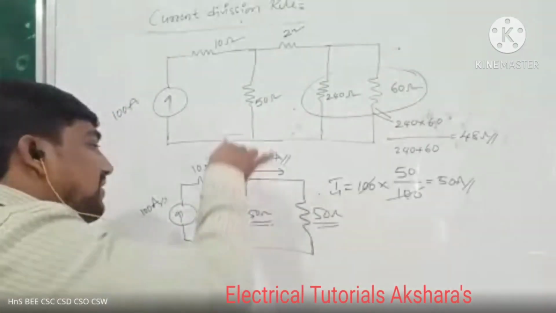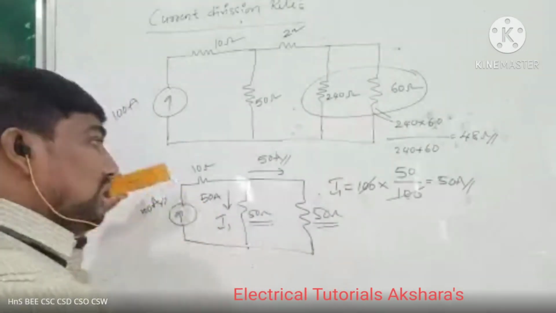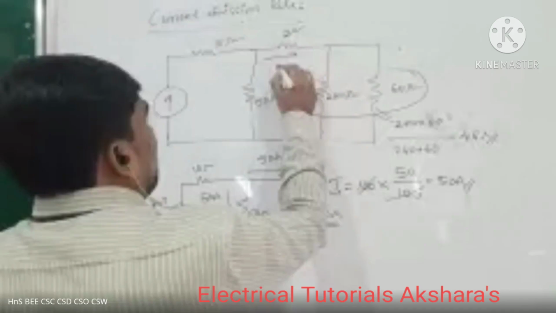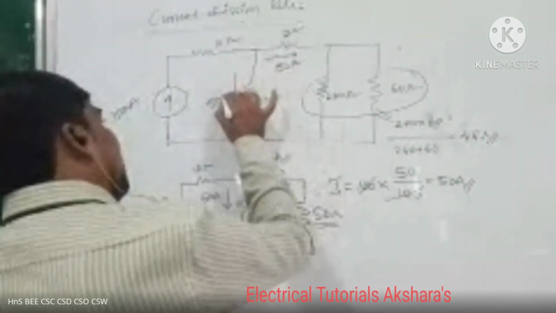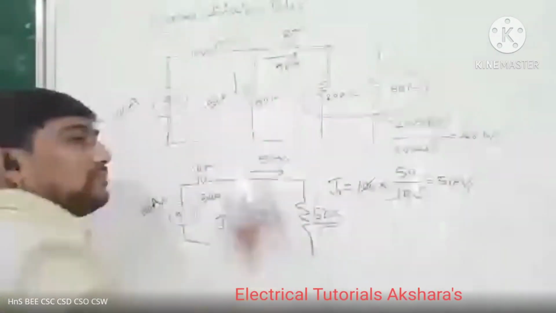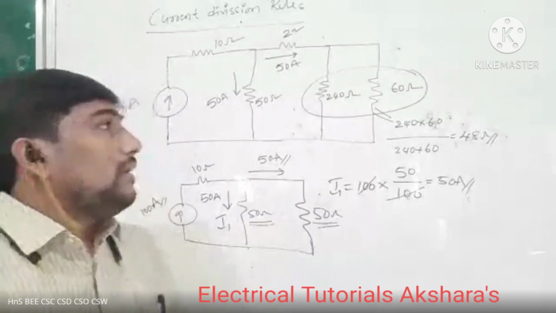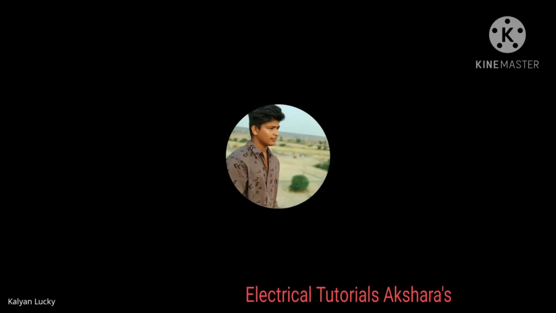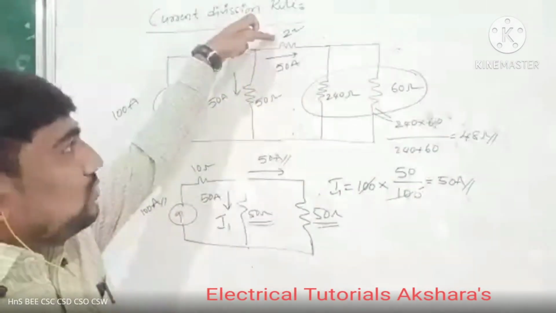The current I1 is 50 amperes. The remaining 50 amperes is flowing in this direction. Now tell me, what is the current across 2 ohms? 50 amperes. The current across 2 ohms is 50 amperes.